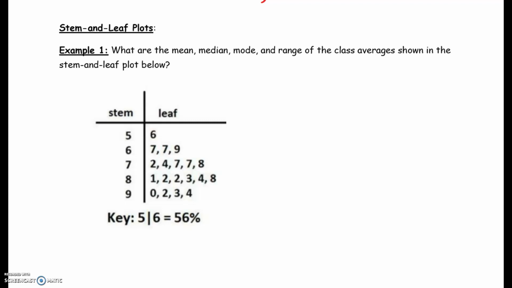So to start this, the question says, what are the mean, median, mode, and range of the class averages shown in the stem and leaf plot below? You can see these averages are percentages, so they're showing grades for this class period. Now, the range, in my opinion, and the mode are the two easier terms to find first. So I would say let's focus on those to begin.